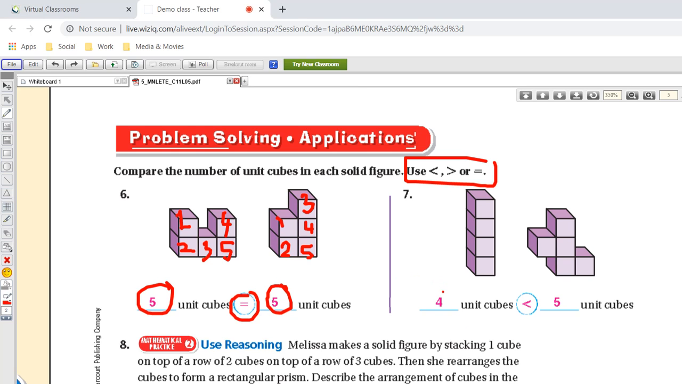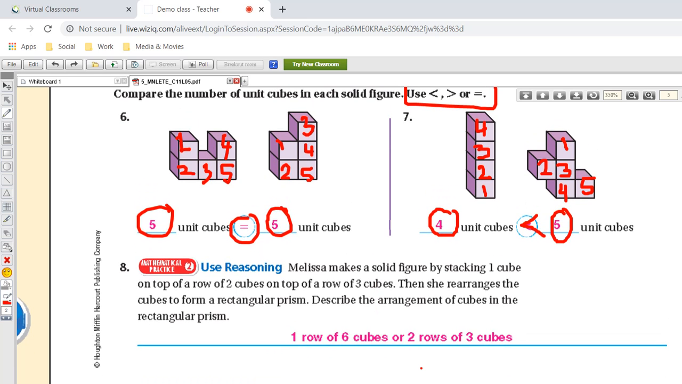The next one, we have here 1, 2, 3, 4. So we have 4 unit cubes, and we have 1, 2, 3, 4, 5. So we have 5 unit cubes. So this will be greater.